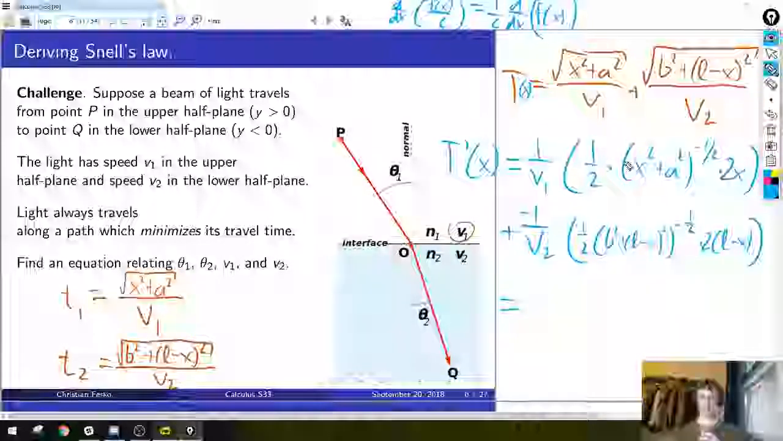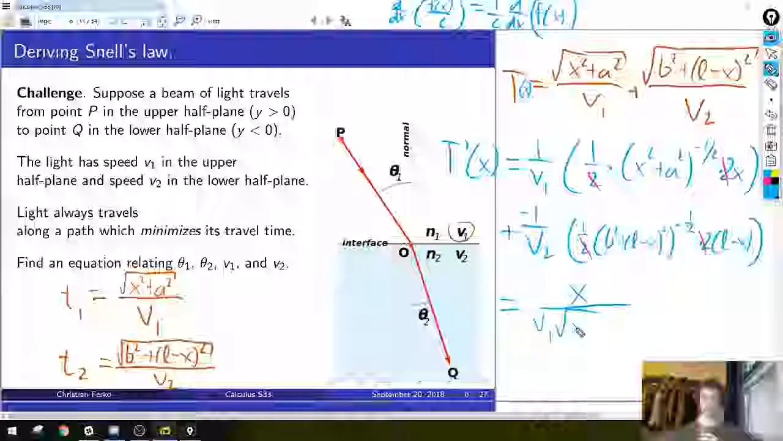So I think you mostly got it, so let's just rewrite that in a slightly nicer way. So we see that these 2's everywhere cancel. We got 2's and 1/2's everywhere, so that's very nice. The first term then, I think, should be x over, there's a v1 downstairs, and a square root of x squared plus a squared downstairs, which is good. Second piece, as you say, ooh, minus, right? Because it's a minus L minus x.